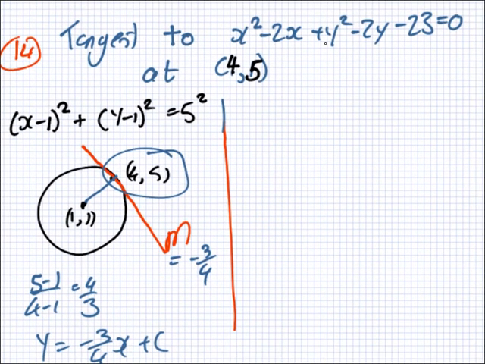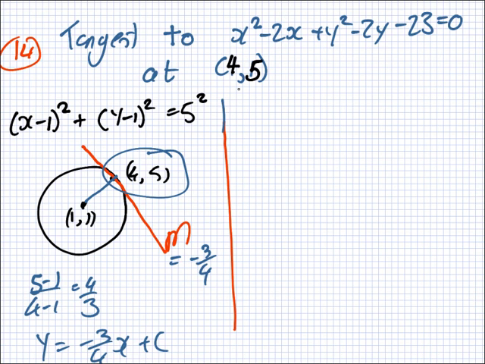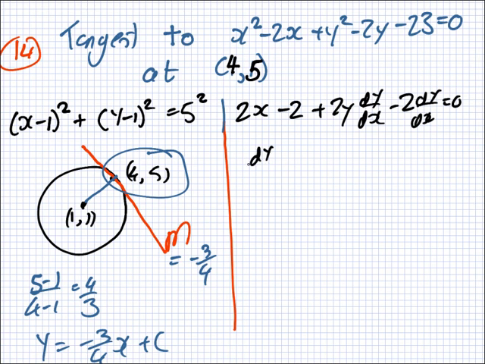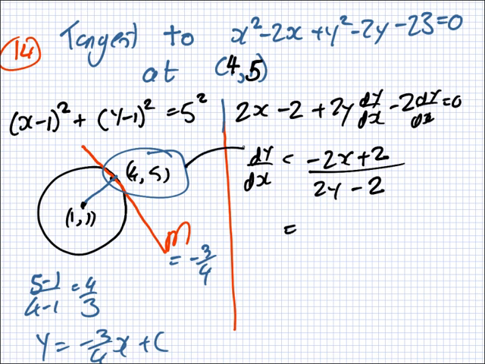Okay? So we implicit differentiate this. What do we get? 2x minus 2 plus 2y dy dx minus 2 dy dx equals 0. So you can rearrange that to get dy dx equals minus 2x plus 2 over 2y minus 2. And of course you can cancel the 2's if you like, but you don't even have to. If you sub in this point, this works out to be minus 3 over 4.